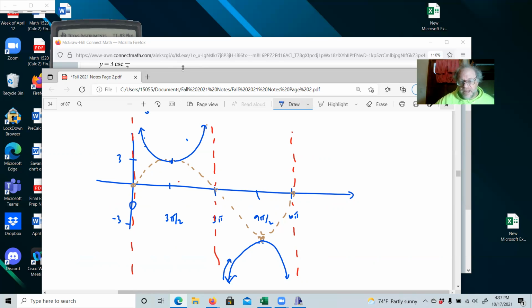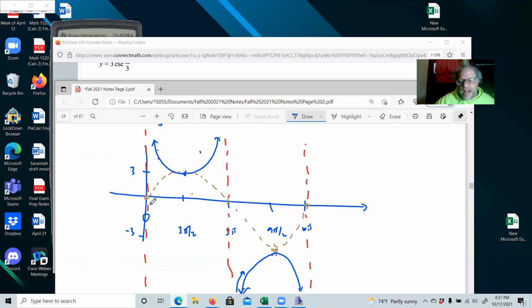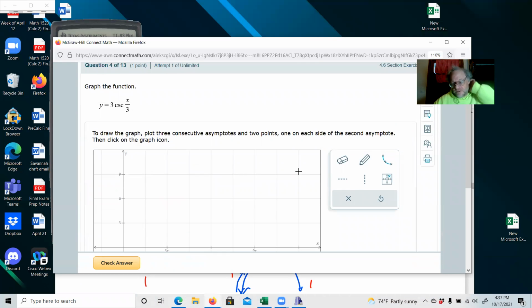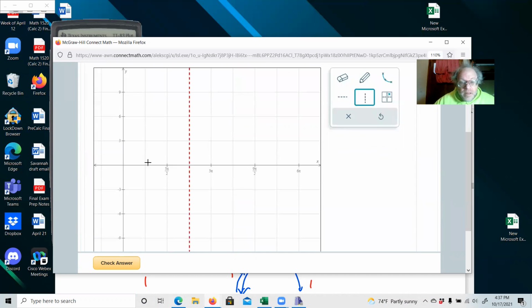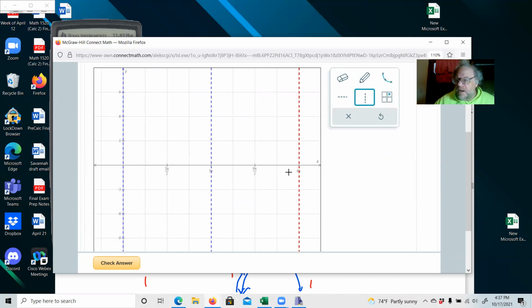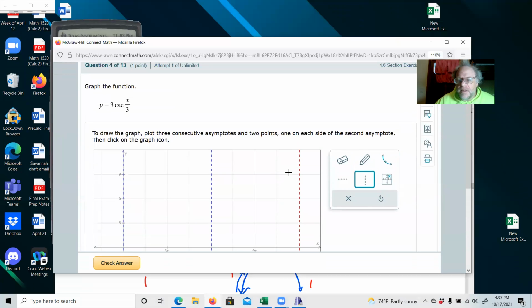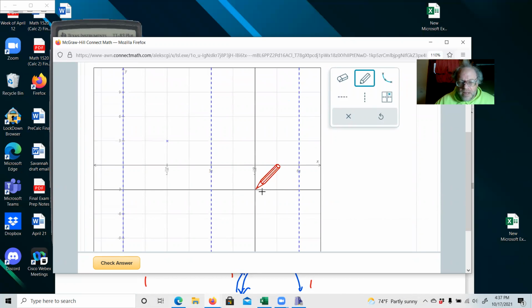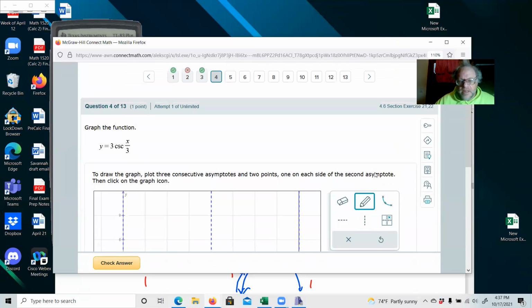Let's hope we can make something like that and connect here. So my asymptotes are at 0, 3 pi, and 6 pi. So what we want to do is draw 0, 3 pi, 6 pi. And we knew that there was a value here at 3 pi over 2, minimum 3, minimum negative 3.